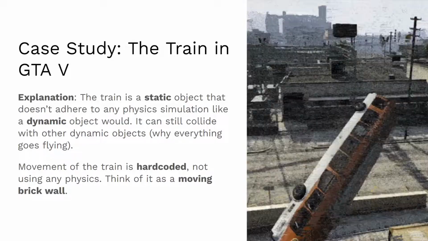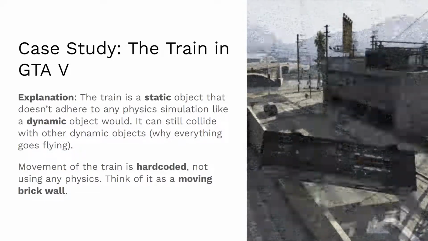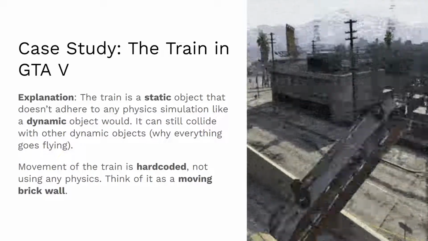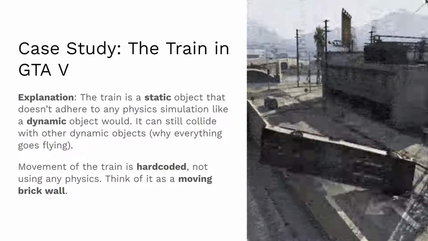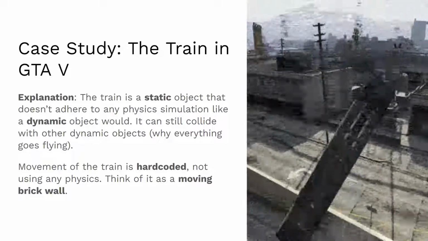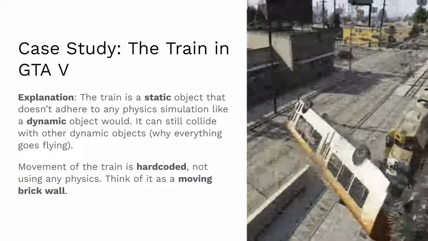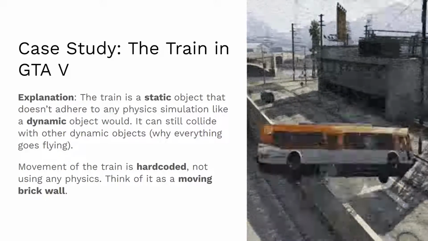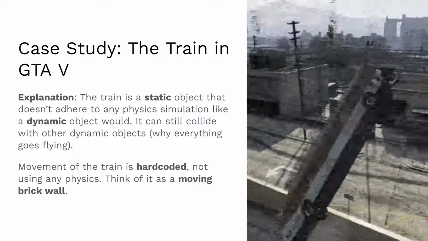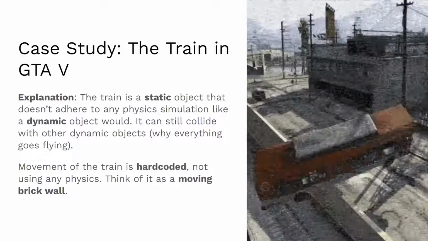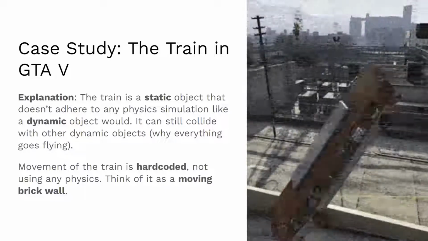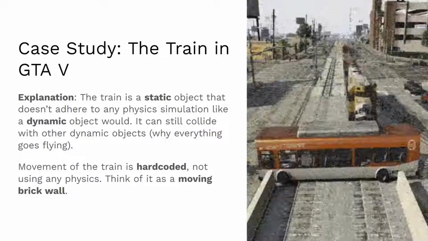Well, the explanation is that the train is actually a static object, that it doesn't adhere to any physics simulation like a dynamic object. So it can still collide with other dynamic objects. That's why everything that you put in its way goes flying. In this case, a bus. But the train is not a dynamic object.